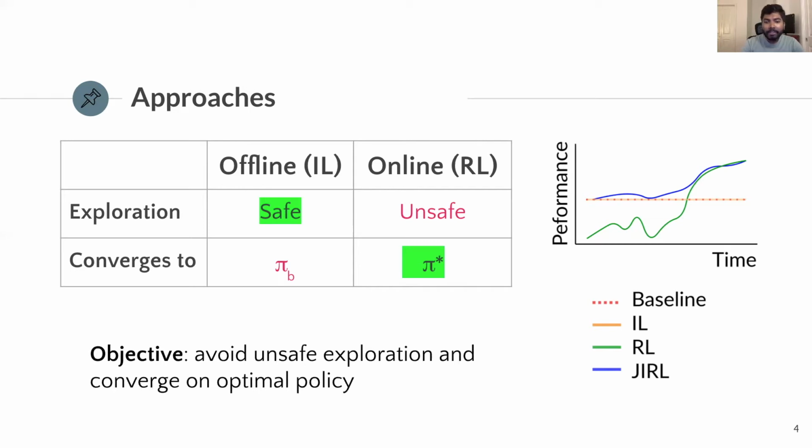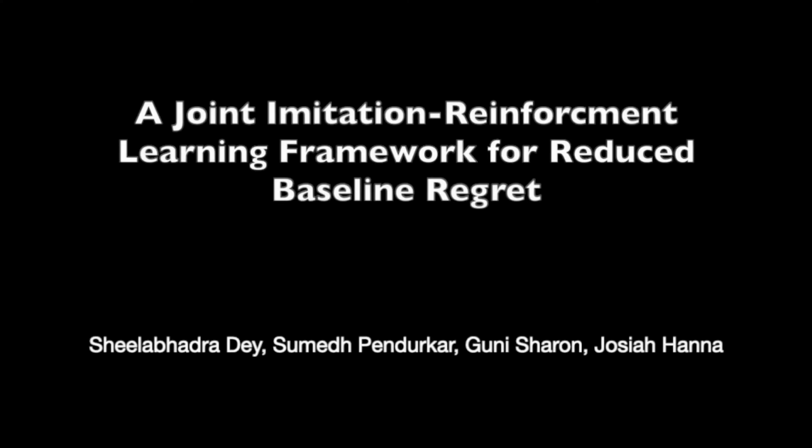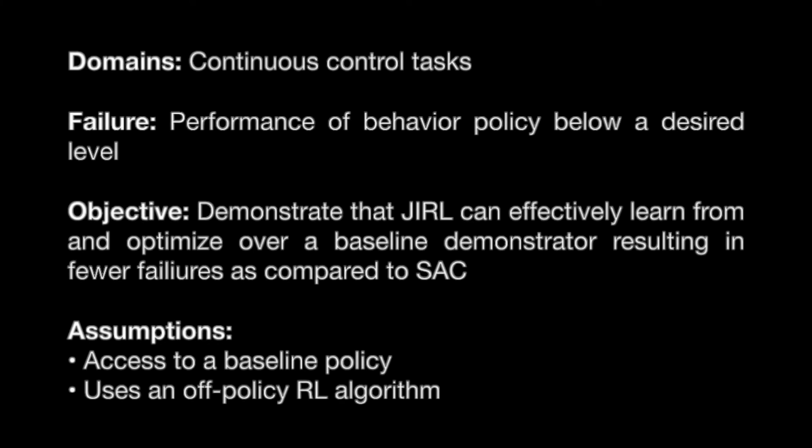I'll go over the details of how we achieve this in the slides that follow, but first, I would like to show you a demo comparing JIRL with the state-of-the-art RL algorithm, soft actor critic, or SAC for short, on a few tasks. In all our experiments on continuous control tasks, we mark an episode as a failure if the behavior policy performance is below a desired level. We demonstrate that JIRL can effectively learn from and optimize over a baseline demonstrator, resulting in fewer failures as compared to SAC.